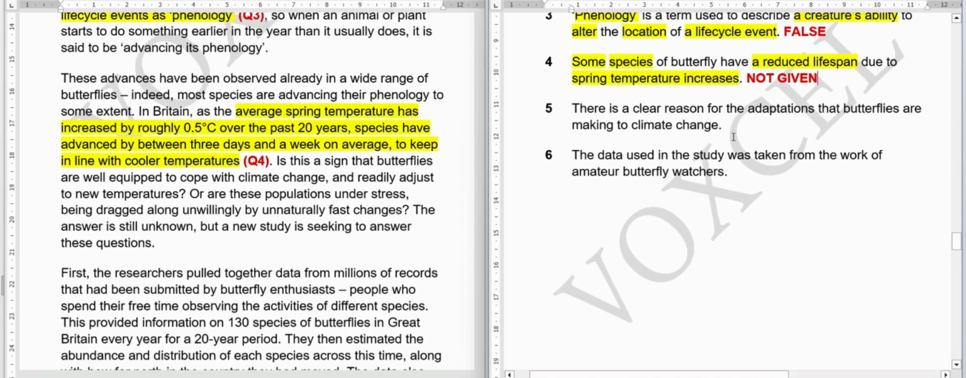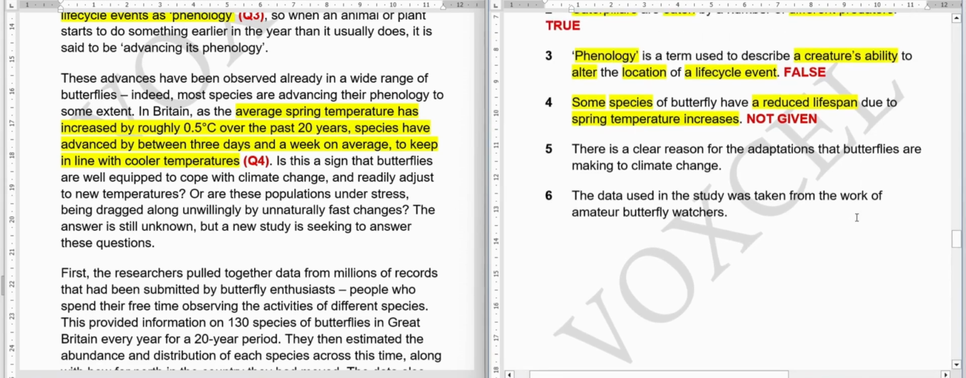There is a clear reason for the adaptations that butterflies are making to climate change. So the question is saying there is a clear reason. So what does this mean, clear reason? Meaning there is no doubt, we have a certain cause, a certain reason for the adaptations that butterflies are making to climate change. Like we know why butterflies are making those adaptations. We have a clear reason. We have a definite answer for this. I think we have read something about that, but we will read again. We will continue from here.